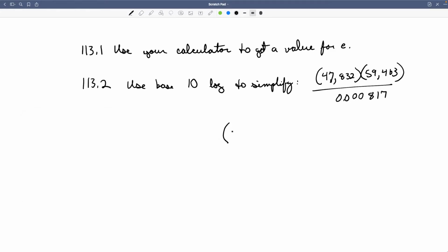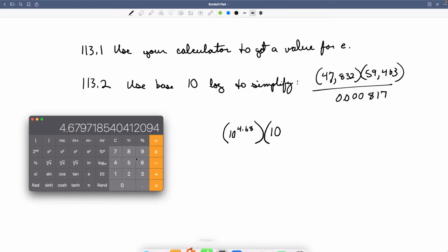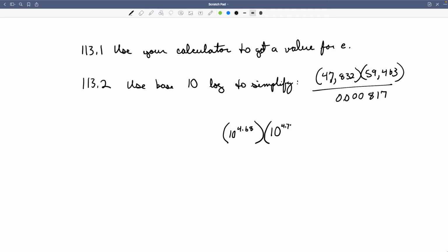So that would be 10 to the 4.68. All right, and then we'll do this one, 59463. And that's going to be 10 to the 4.77. So 4.77. We're just going to use 2 decimal places.